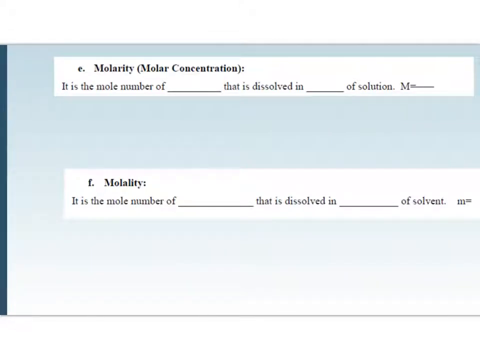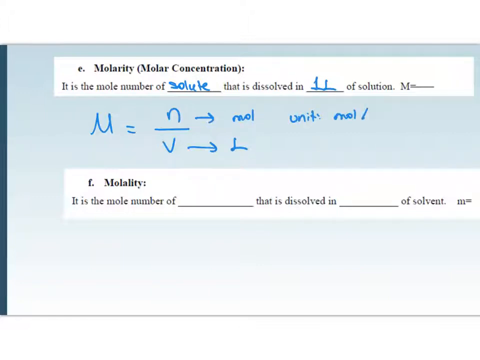Now, molarity concentration is really important for us because we are going to use it a lot in the next chapters, in the equilibrium chapters. This is the mole number of solute that is dissolved in 1 liter of solution. So molarity is equal to mole over volume. This has a unit of mole. This always has a unit of liter. So the unit becomes mole per liter, or mostly you're going to see it as molar, with a capital M.